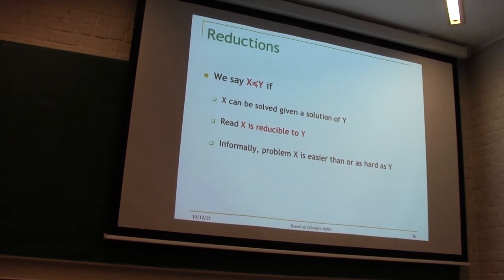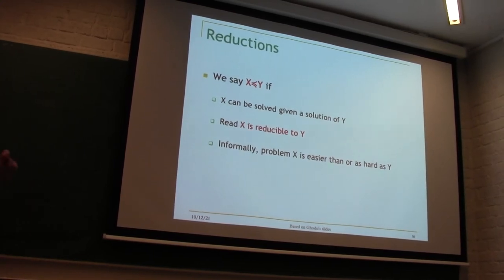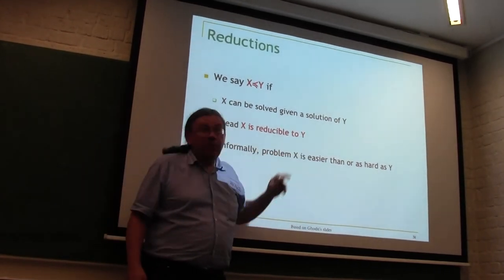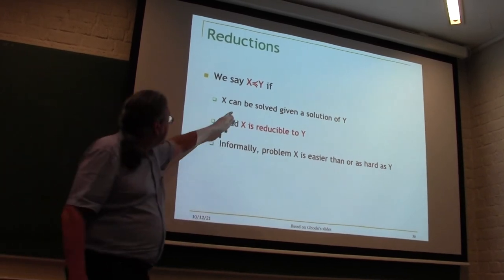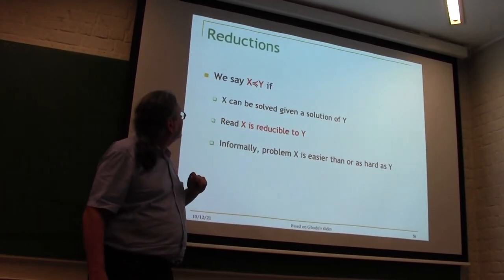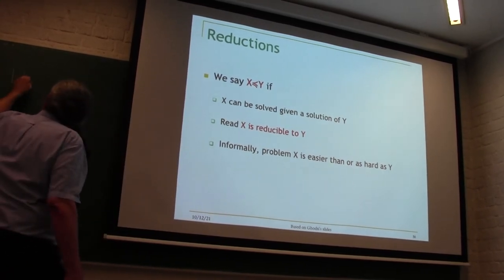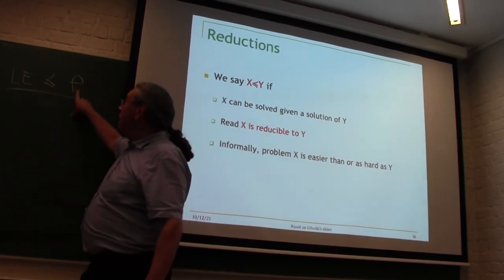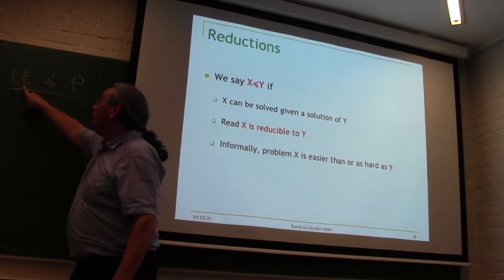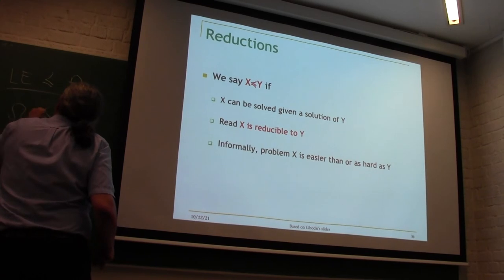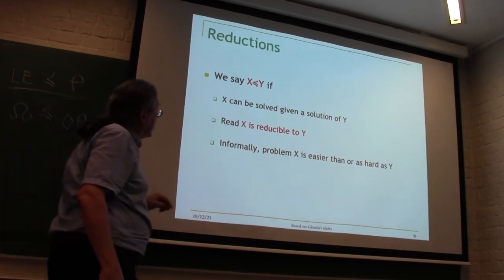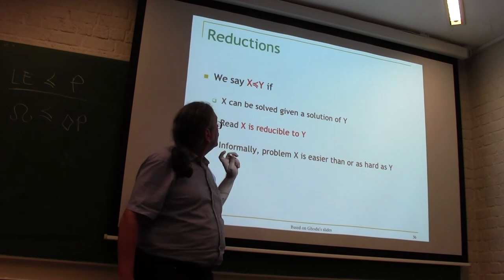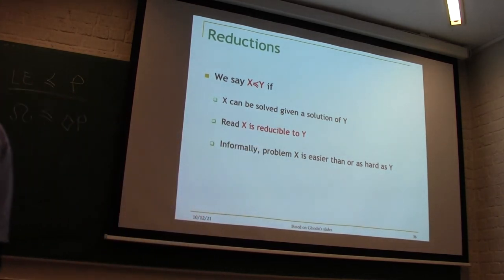So one of the things I want to mention right now, before I stop, is to introduce the notion of problem reduction. So X and Y are algorithms. We say X can be solved given a solution to Y. So you could say LE can be solved given a solution to P. That means if I have the algorithm P, I can make the algorithm for LE. Or omega can be solved given eventually P. So X is reducible to Y. Given a solution to Y, I can solve X. So I'm comparing two algorithms here.